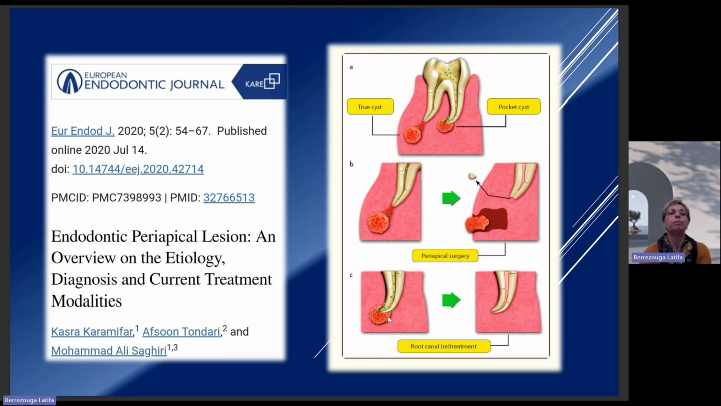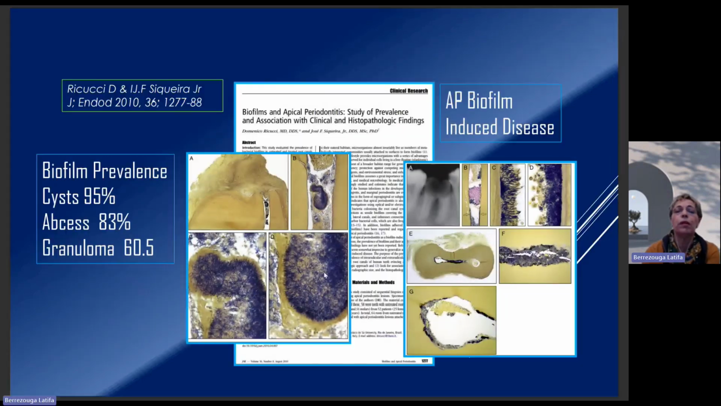This periapical lesion is induced by a biofilm, and a biofilm is so complex. Even if we know that bacteria are the predominant species in this biofilm, we may find also fungi. We may also describe viruses, herpes viruses, that have been found in periapical lesions. But generally, we find bacteria.